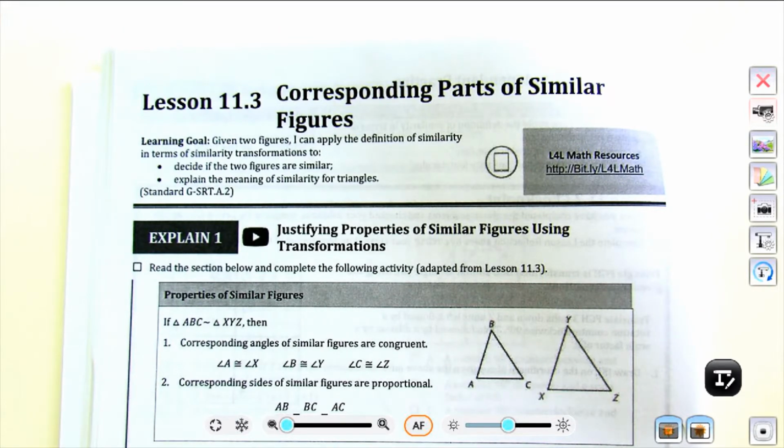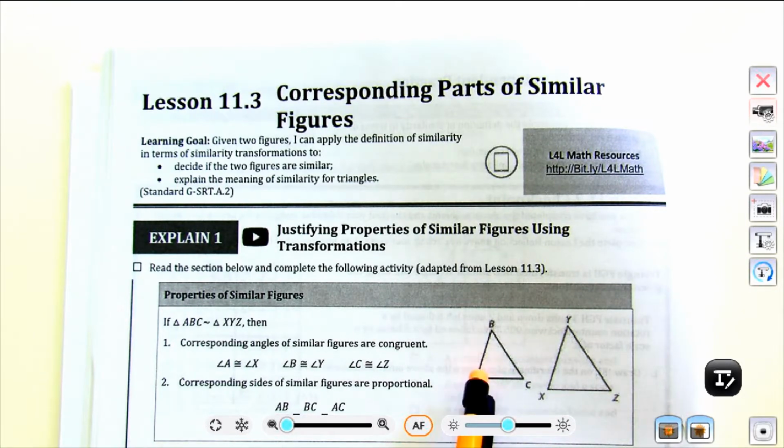So the two properties that we're going to focus on in this lesson are the properties of similar figures, and the first one involves angles and the second one involves sides. One thing that I want you guys to remember is that for similar figures, so these two are similar figures, they're similar but they're not congruent, meaning that they have the same shape but different size.